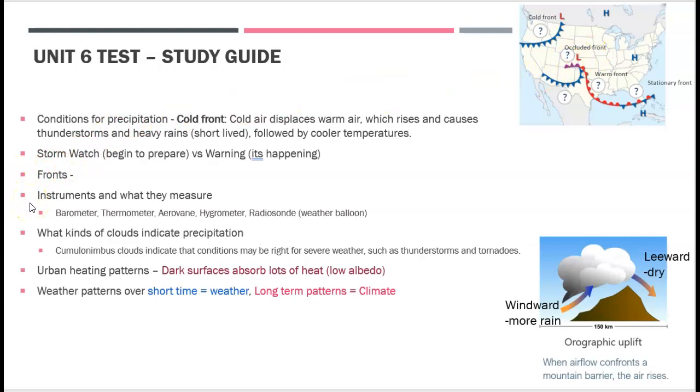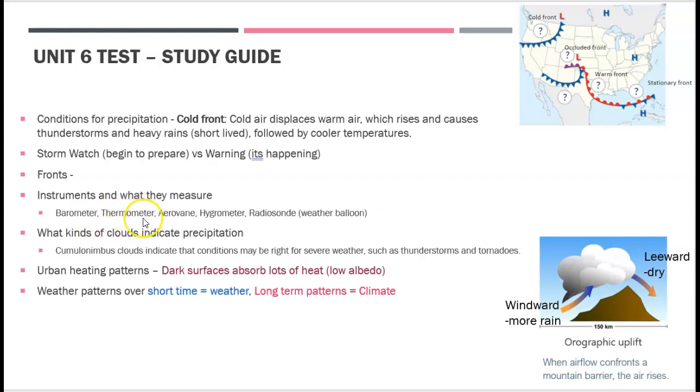The next would be the instruments of weather data. How do we gather data about the weather and the atmosphere? We use these different tools. First is a barometer. Barometers measure the pressure, usually in millimeters of mercury. It's going to tell us about the pressure in the atmosphere, so how dense the molecules of the atmosphere are and how they're moving around.